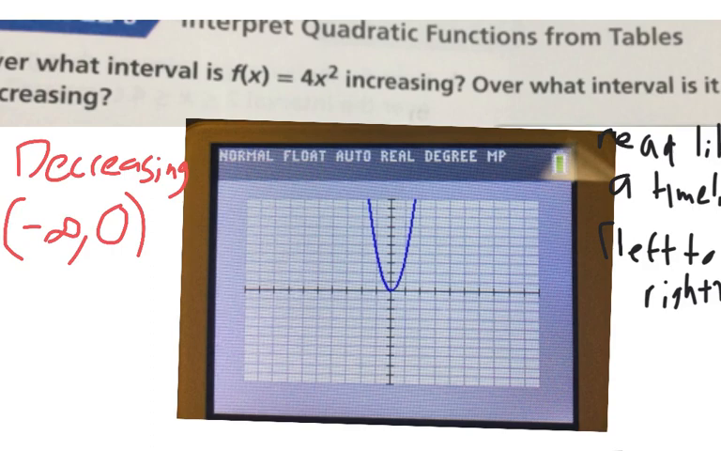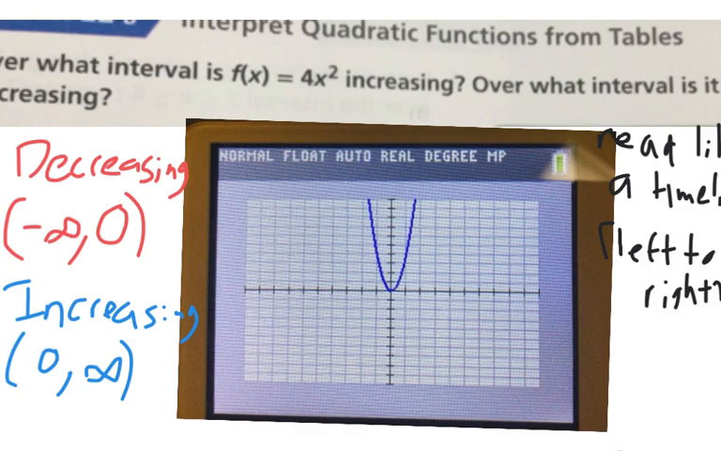Then what happens at 0 on my graph? It starts to increase. And when does it stop increasing? It never stops. It increases forever and ever. Okay, so this is increasing. When did it start increasing? At 0, when the x value was 0. And when did it stop increasing? At positive infinity. So it's increasing from 0 to infinity, and decreasing from negative infinity to 0.